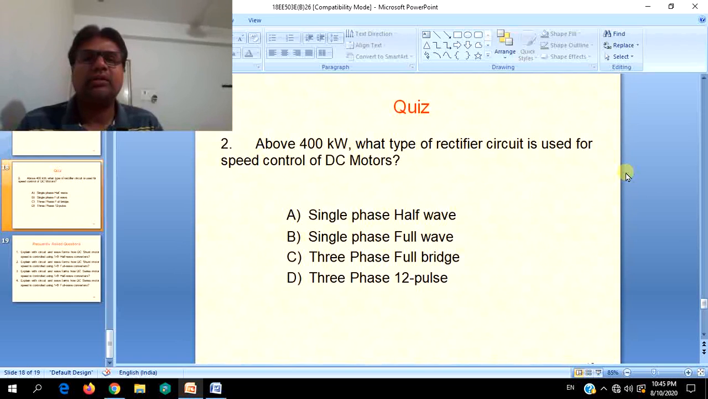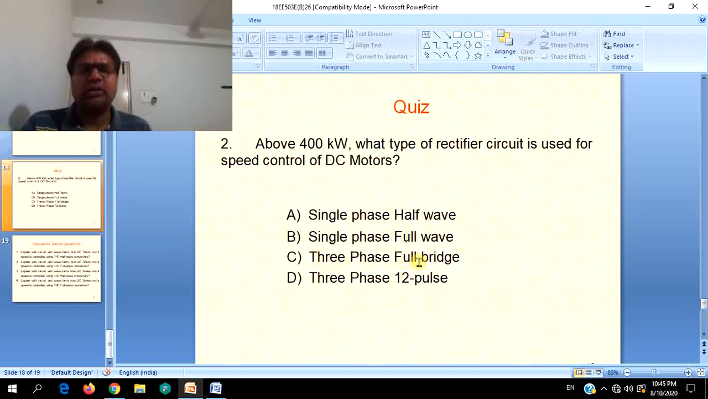Above 400 kilowatt, what type of rectifier circuit is used for speed control of DC motors? Above 400 kilowatts, obviously single phase, half wave, full wave will not suffice. Three phase full bridge can be used even up to 400 kilowatts. Above 400 kilowatts, we want efficient control by increasing the number of pulses. That is, three phase 12 pulse converters or rectifier circuits are used for speed control of DC motors above 400 kilowatts. The answer is three phase 12 pulse converter.